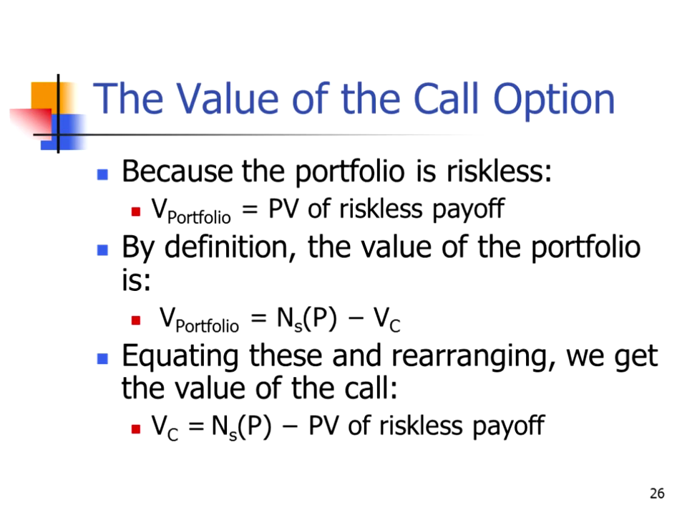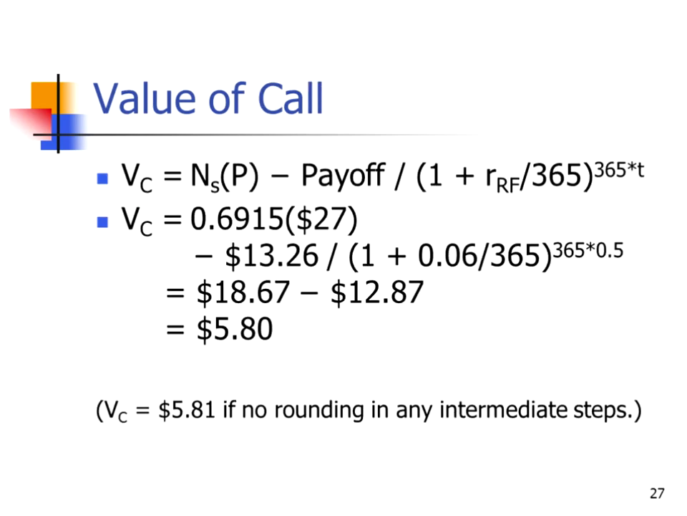All right, so we're making good progress. The value of the call option: because the portfolio is riskless, the value of this portfolio will be the present value of the riskless payoff. By definition, the value of the portfolio is the number of stocks in the portfolio multiplied by the price of each stock minus the value of the call option. Equating these and rearranging, we get the value of the call, which is the number of stocks in the portfolio multiplied by its current price, minus the present value of the riskless payoff.